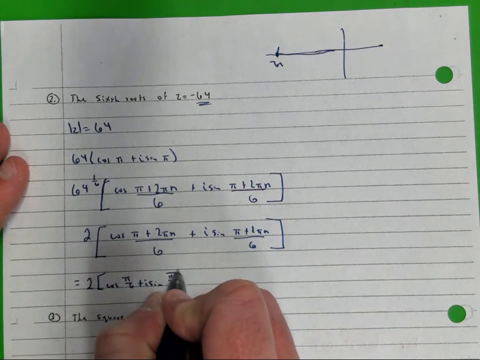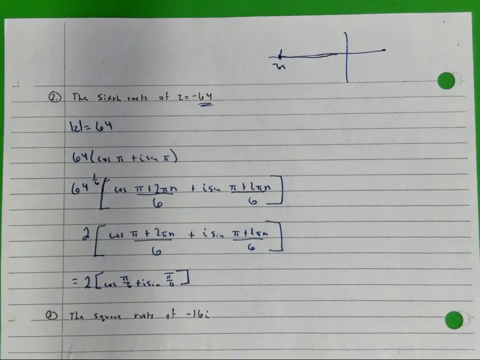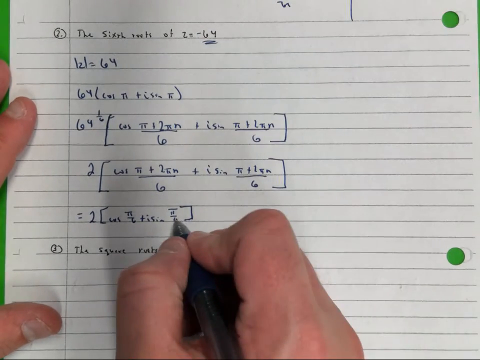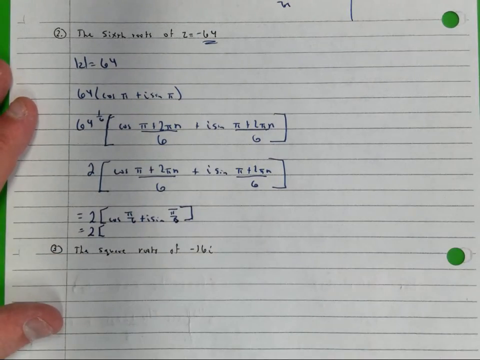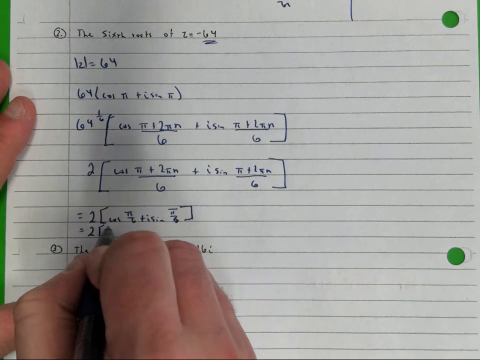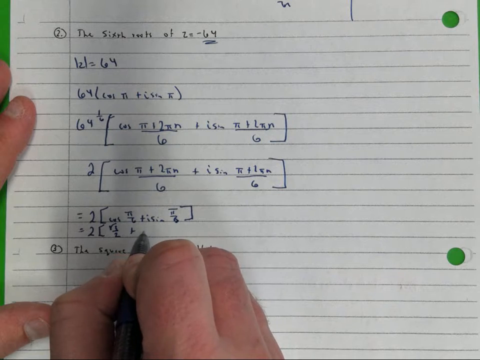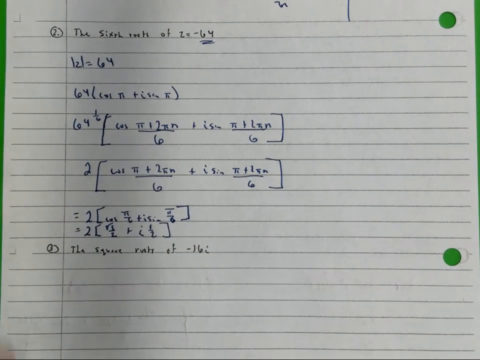Can you tell me cosine and sine of pi over 6? That means you need to keep working this out then. What'd you say, Mason? Alright. Cosine of pi over 6 is what? Root 3 over 2. Sine is what? 1/2. I should put 1/2 i, but I put i 1/2 for some reason. Alright.